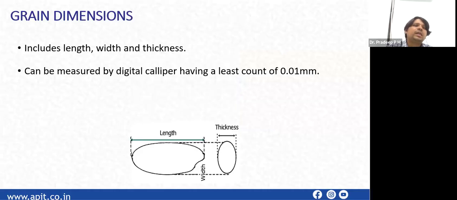Coming to the grain dimension, this is very important. The dimension of the grain is specific to the variety. Each variety has its own dimensions, mainly the length, width, and aspect ratio. And there are various ways in which it can be measured, by manual methods or by machines as well.